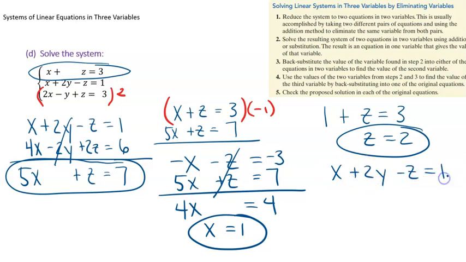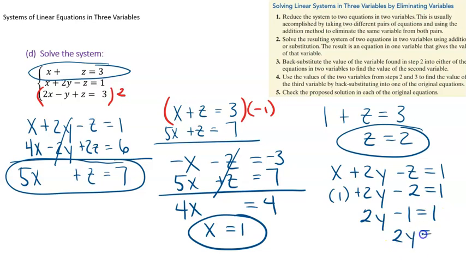Then I'm going to plug in what I know. I know x is 1, plus 2 times y, I don't know, minus z is 2, equals 1. 1 minus 2 is negative 1. So 2y minus 1 is equal to 1. I add 1 to both sides to get 2y is equal to 2. And it turns out that y is also equal to 1.